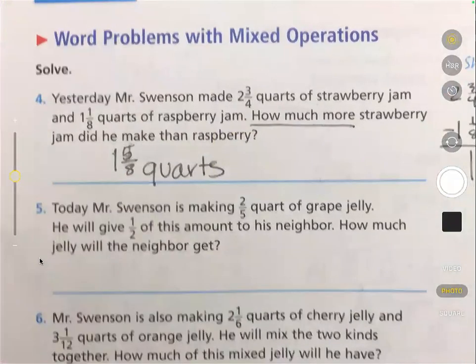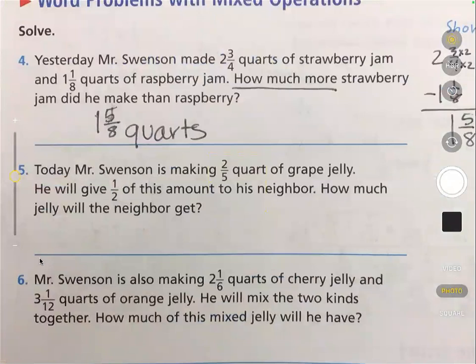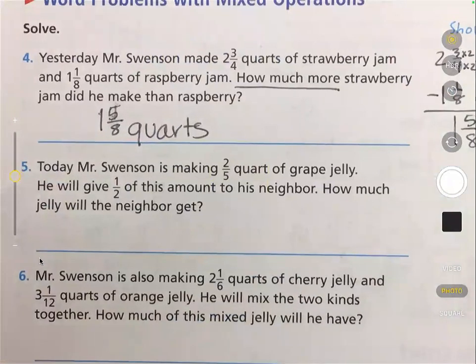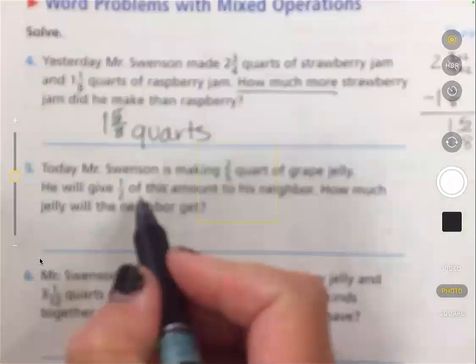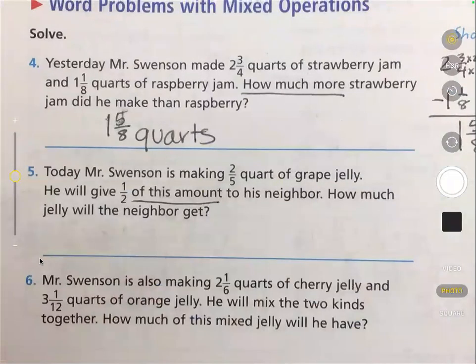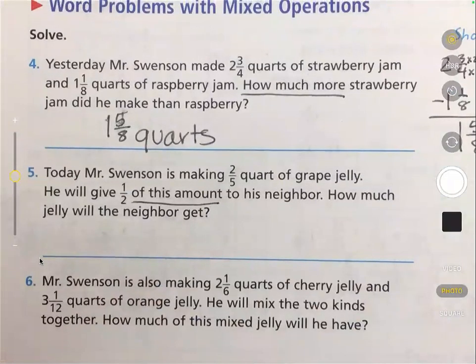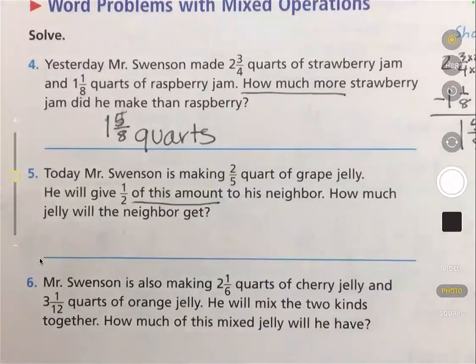All right, how about the next one? Mr. Swenson is making 2/5 quart of grape jelly. He will give half of this amount to his neighbor. How much jelly will the neighbor get? Add, subtract, or multiply? Multiply.